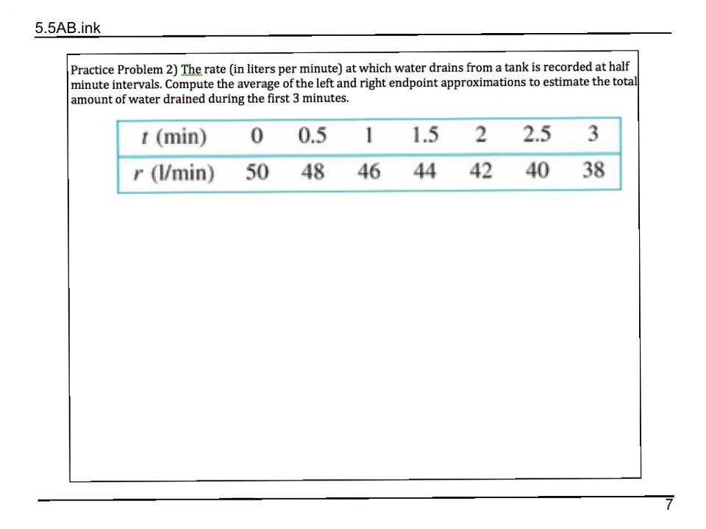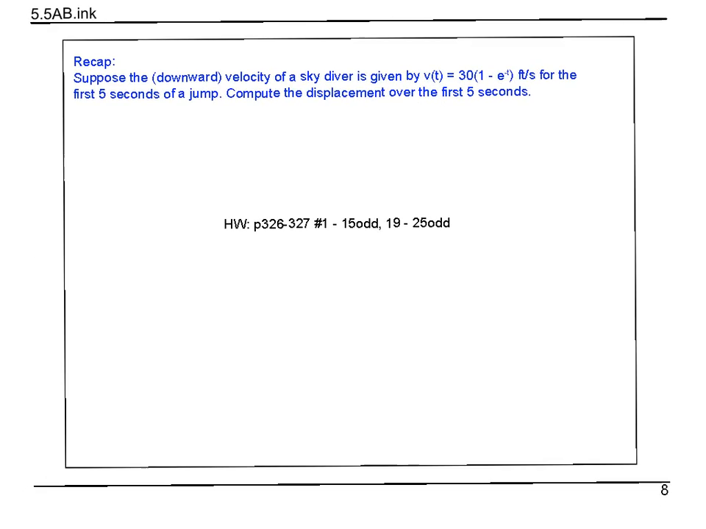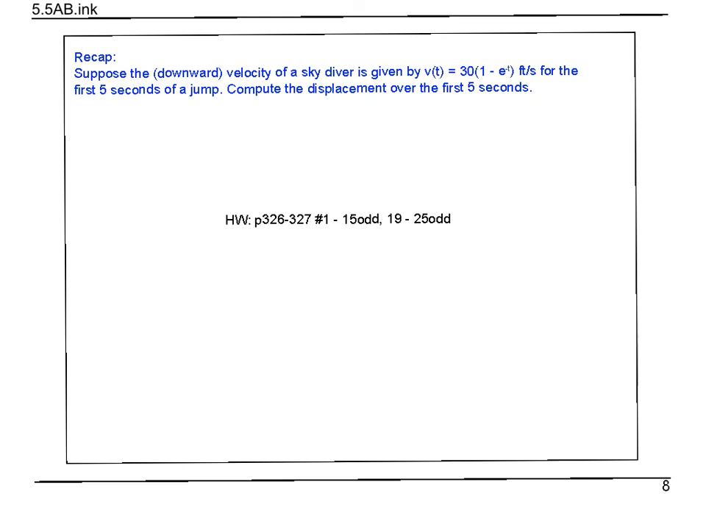Okay. And then the final one that's on this page, really just in closing: suppose the downward velocity of a skydiver is given by v of t equals 30 times (1 minus e to the negative t) feet per second for the first 5 seconds of the jump. Compute the displacement over the first 5 seconds.